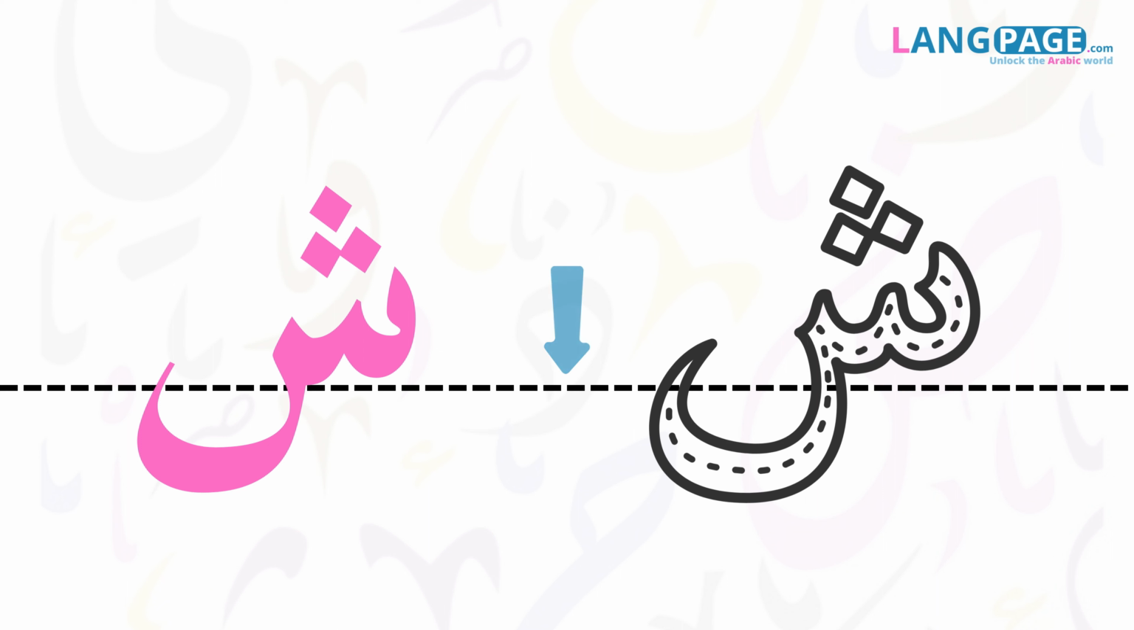First, as usual, you can notice the line. First, I have a little tooth, followed by another tooth, then the semicircle, which will be on the line. And for sure, don't forget the three dots above.